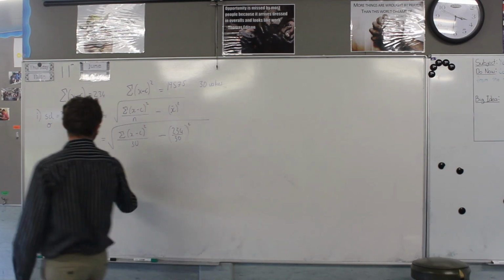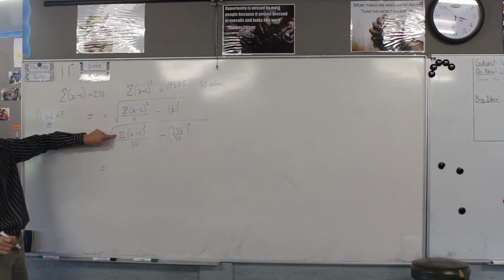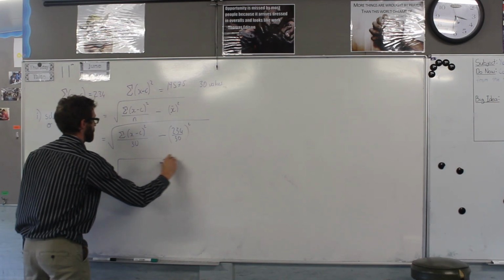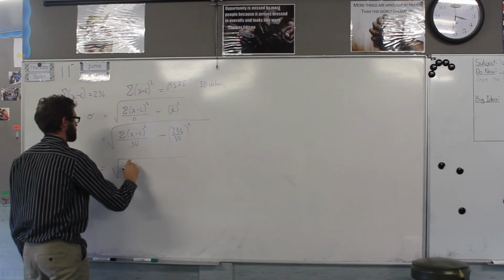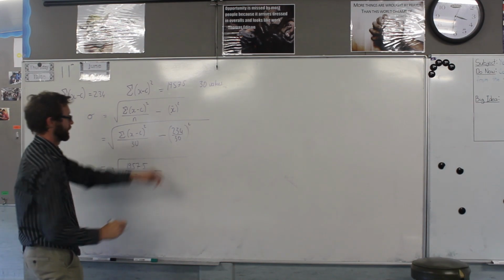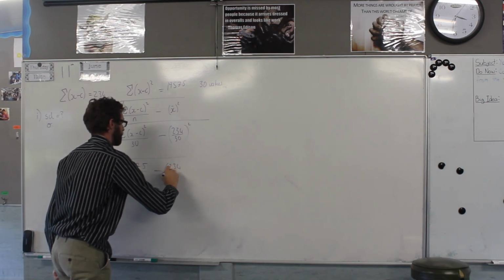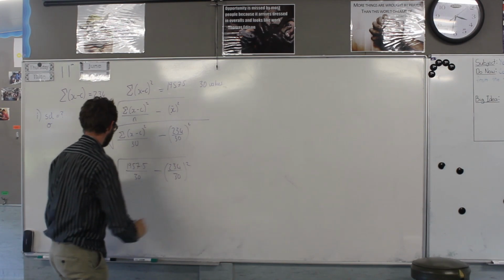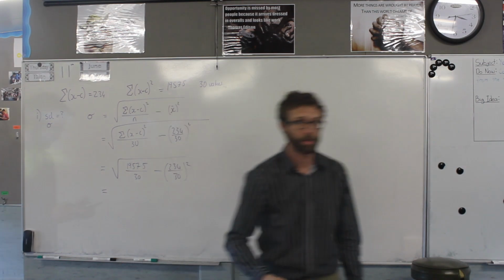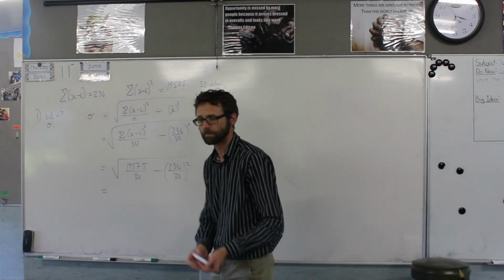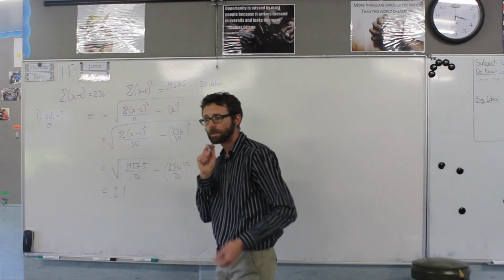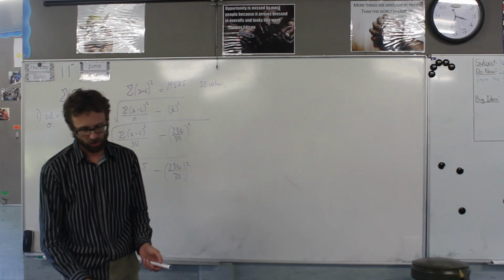Last step is just to put in what we do know. We actually do know what this is, don't we? Because it's been given to us in the question. So my next step will be to chuck in what I do know. So it's 1957.5 divided by 30, subtract 234 over 30 all squared. And chuck that into our calculators and see what we get. I'm just going to grab mine. And we're getting 2.1. 2.1? 21 over 10. So that's the first step.